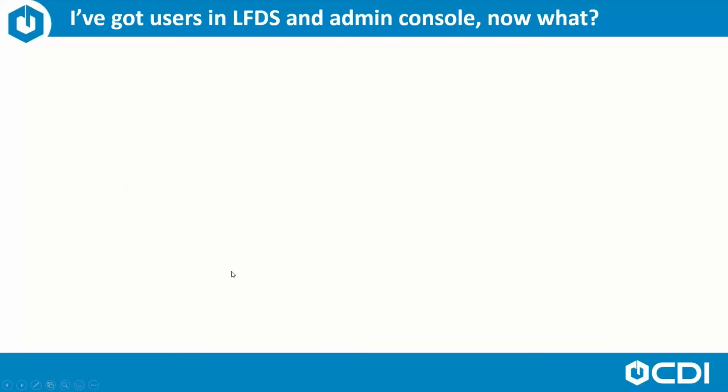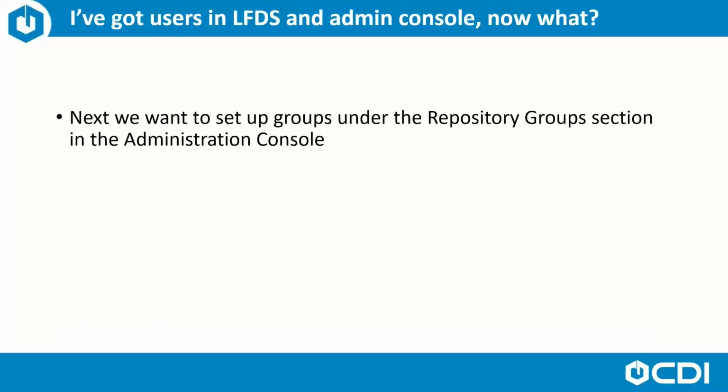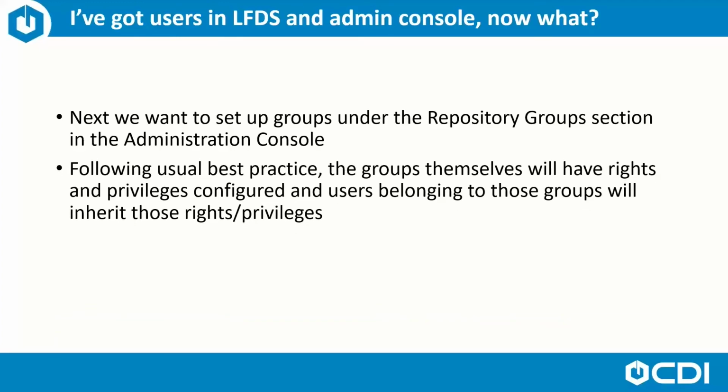All right, so let's keep going. We've got our users in LFDS, and we've got our users added to the admin console. What's next? So we want to then configure groups under our repository groups section in our Laserfiche administration console. As I mentioned, we want to follow the usual best practice, that being that the groups themselves will have rights and privileges configured. And just to be 100% clear, by rights and privileges, I mean rights and privileges for the repository itself.